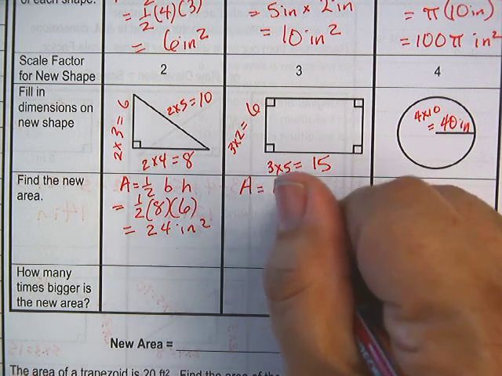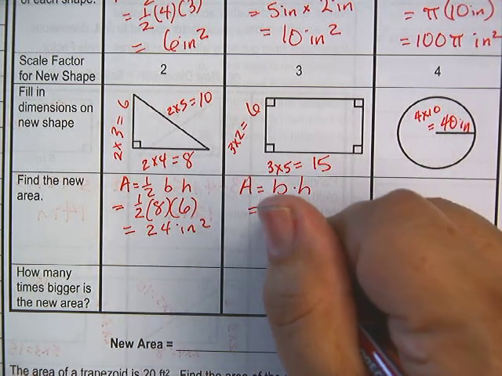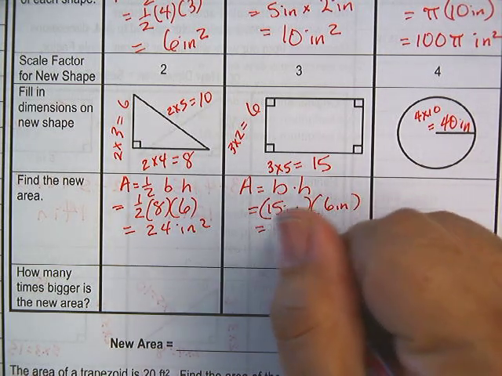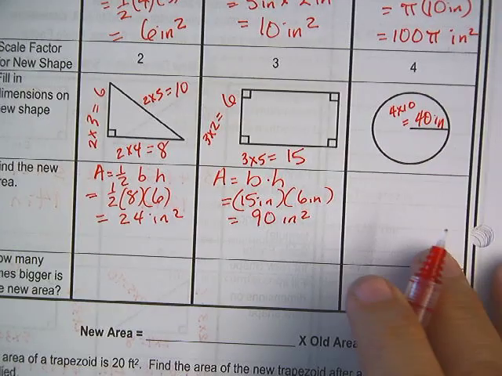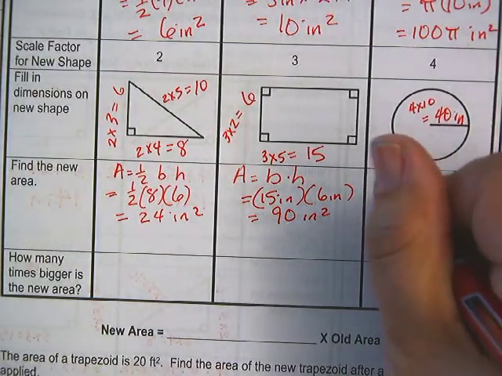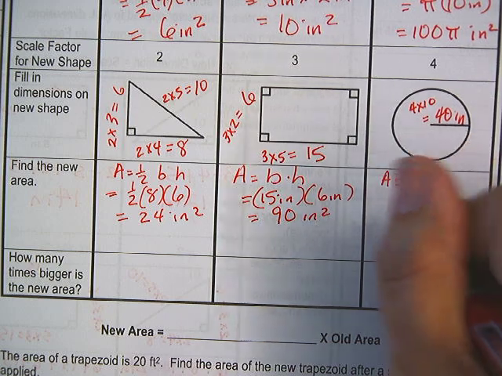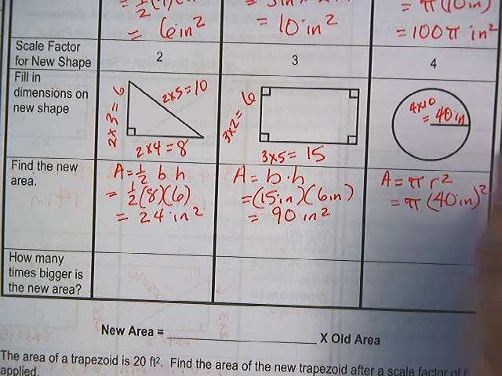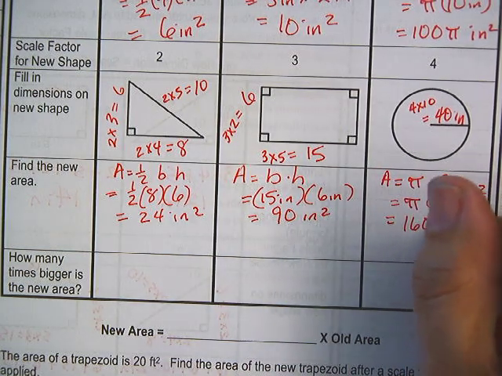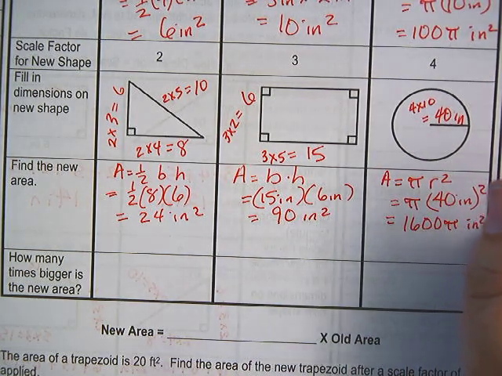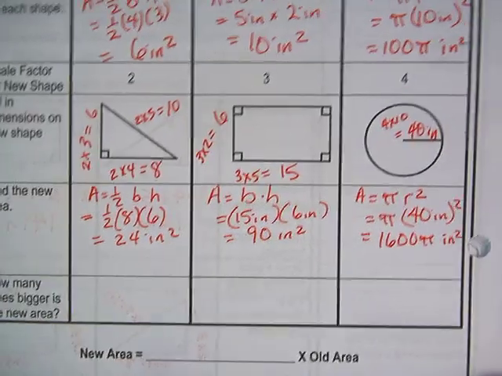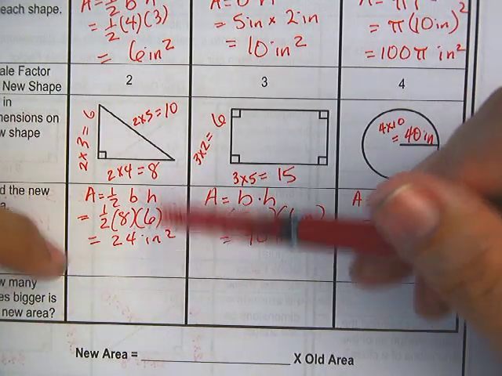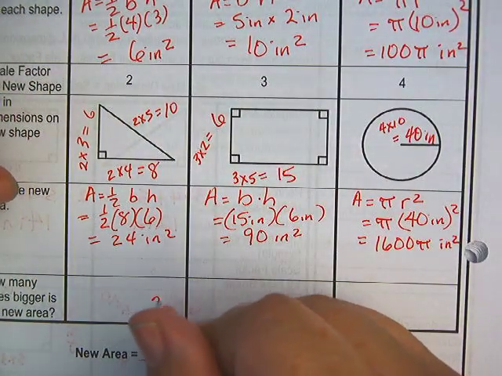All right. Here, it's base times height. So it is 15 times 6 inches. That's 90 inches squared. Here, it's pi r squared. So it's pi times 40 inches squared. That's 1,600 pi inches squared. All right, so I'm pulling the units out every time. Now, let's take a look at how it changed.